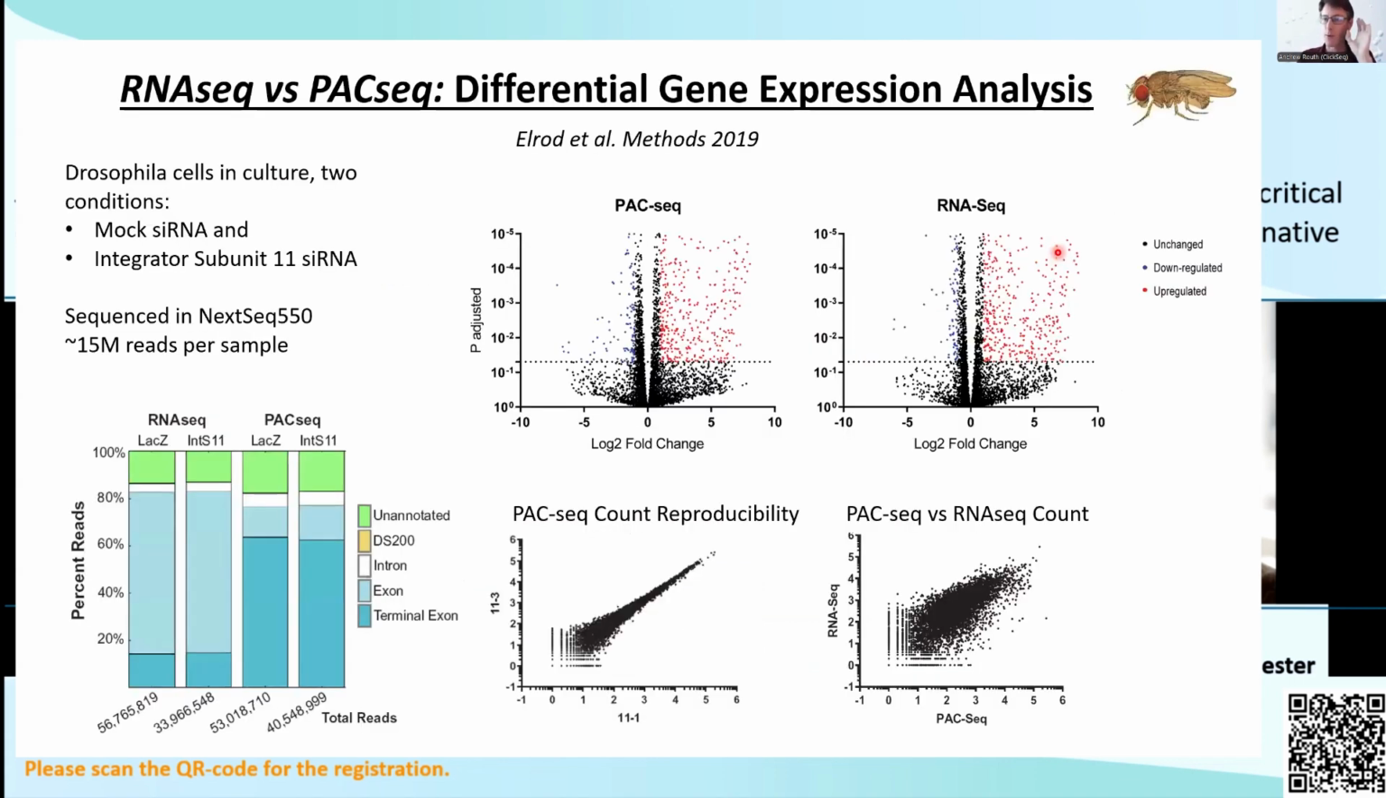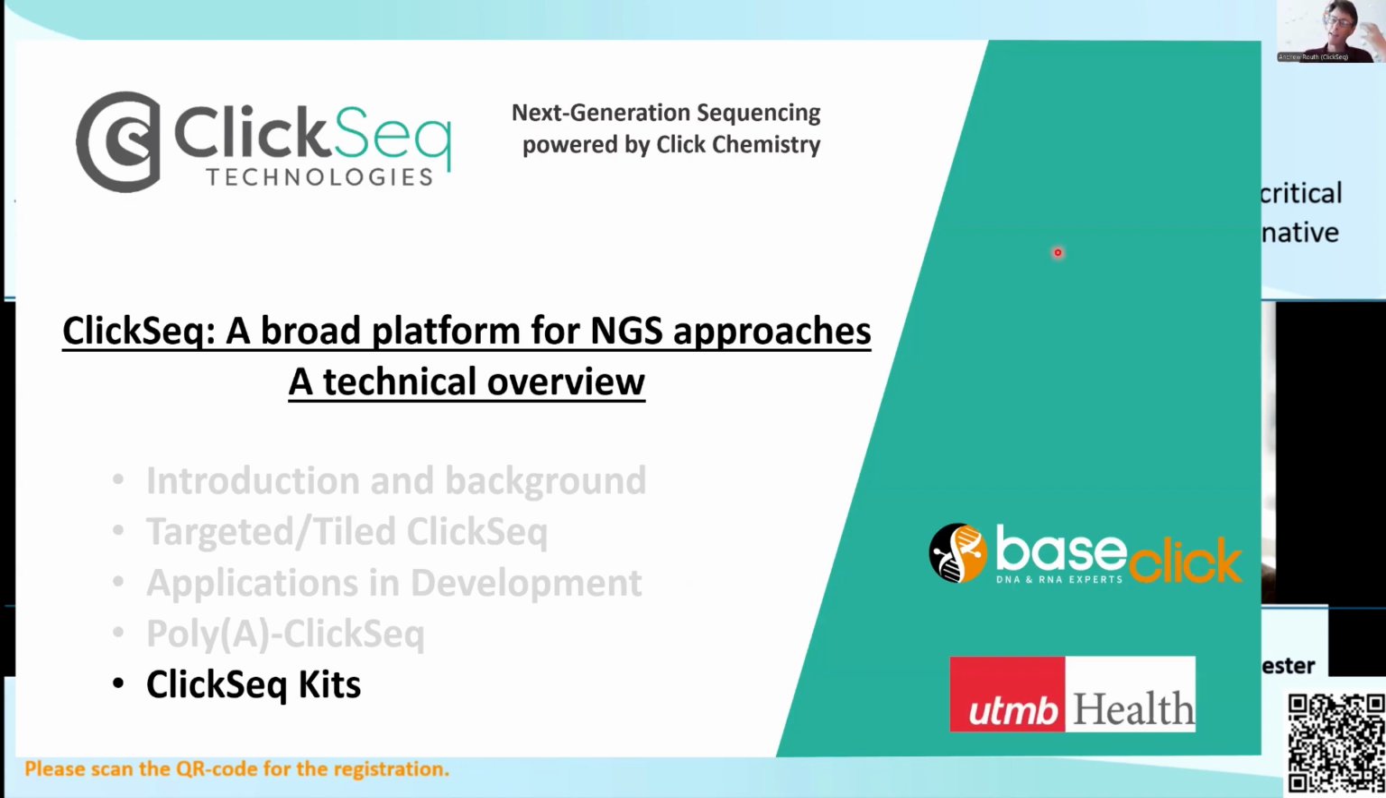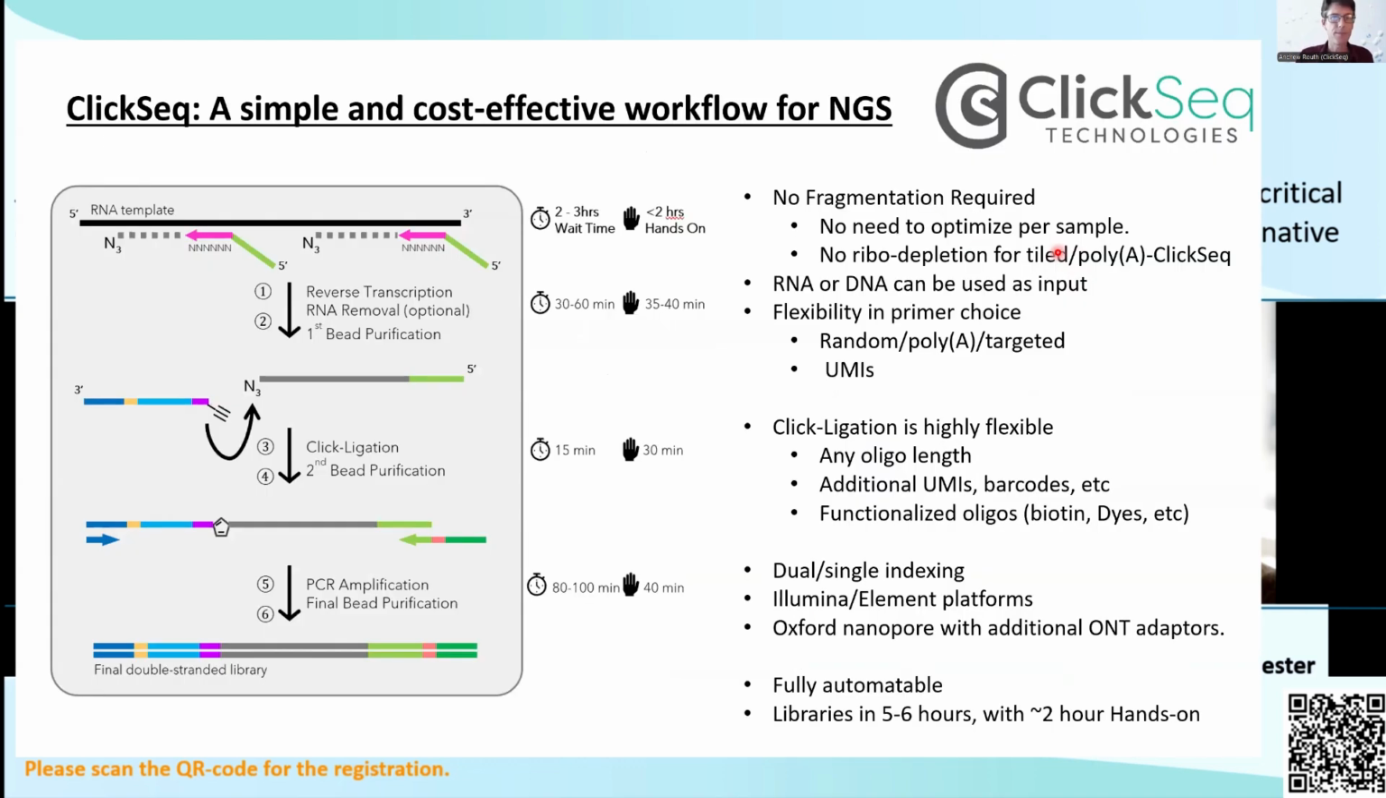And so I just wanted to go quickly through how we've taken these diverse applications and compiled them into a series of kits that we now market with baseclick. And so overall, what we have is essentially a very modular platform for next generation sequencing. The process is very simple. You don't have to fragment your RNA, and you can use RNA or DNA in this scenario. And your DNA can even be single-stranded DNA. As long as you can prime from your target of interest, you can do a ClickSeq reaction.